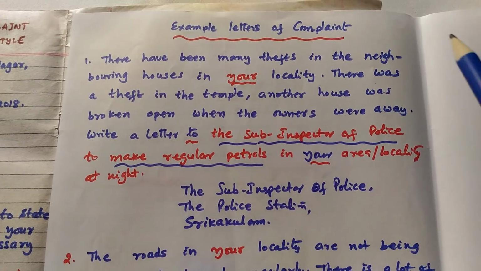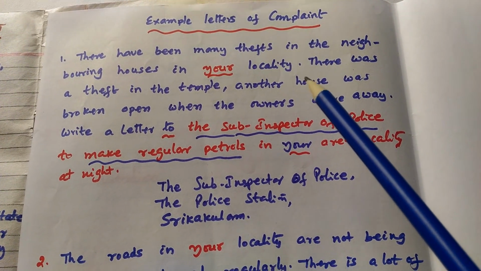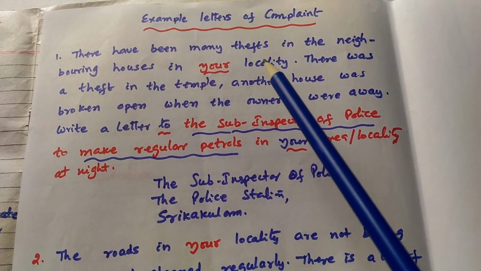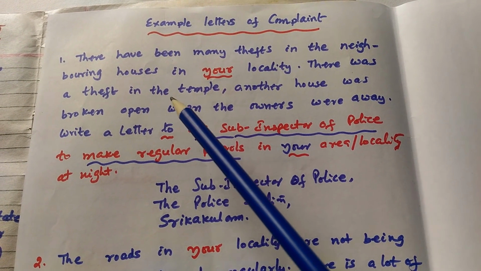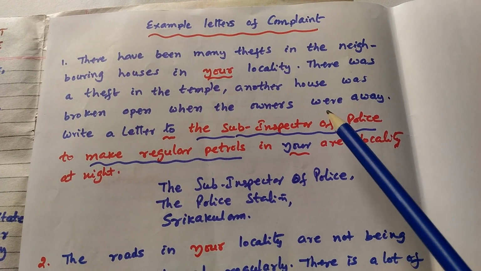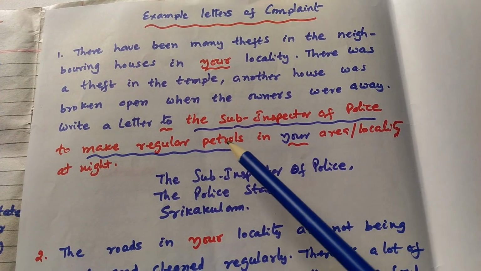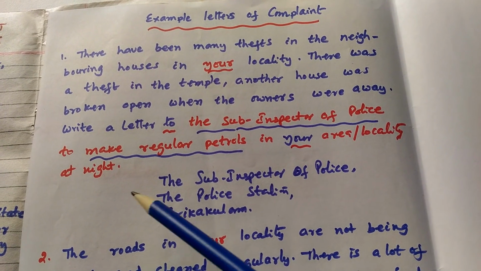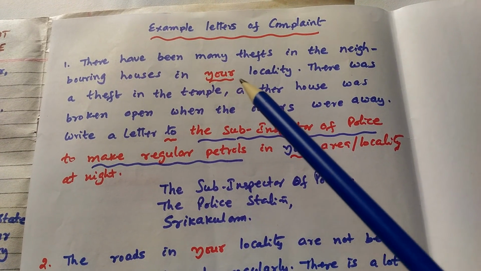Here is one question which was given in a previous examination. Example: letter of complaint. There have been many thefts in the neighboring houses in your locality. There was a theft in the temple. Another house was broken open when the owners were away. Write a letter to the Sub Inspector of Police to make regular patrols in your area or locality at night. Here, this is the example letter asked in the examination.